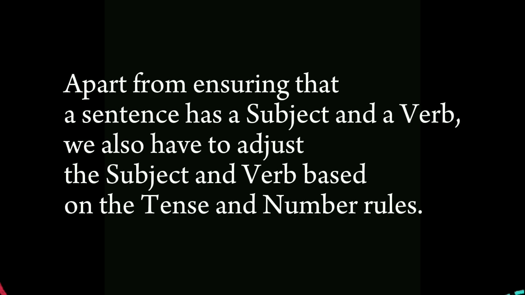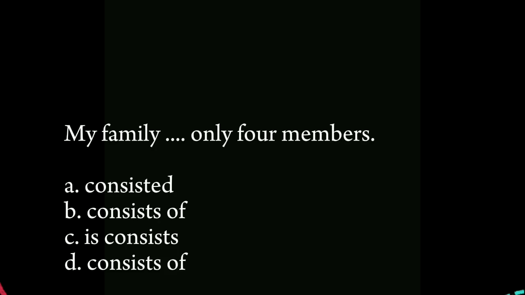Apart from ensuring that a sentence has a subject and a verb, you also have to adjust the subject and verb based on the tense and number rules. Pay attention to the following example. My family, blank, only 4 members. A. consisted, B. consists of, C. is consists, D. consists of.